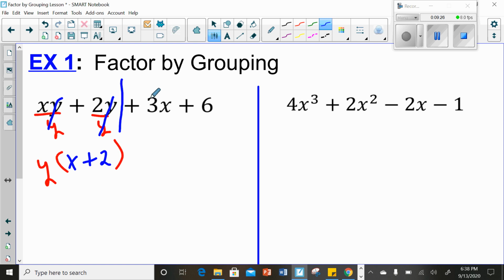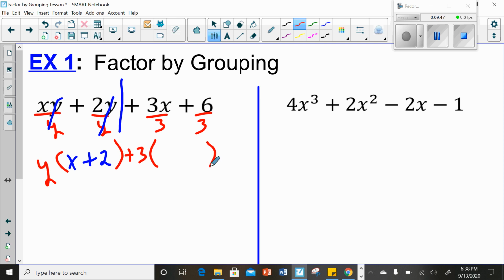So here, the 3 and the 6 have a 3 in common, so we will factor out a 3, but they do not both have an x. So the only GCF that we have is a 3. We're going to divide by 3, and when you pull that 3 out in front, you need to include its sign as a plus 3. That's going to be important for our next step.